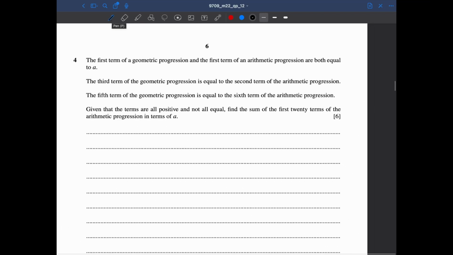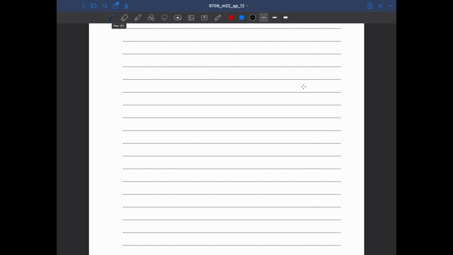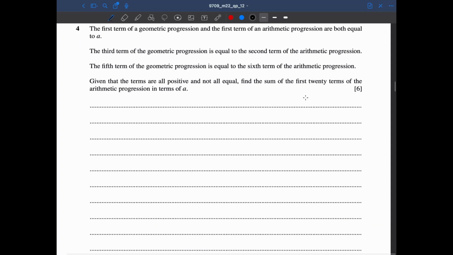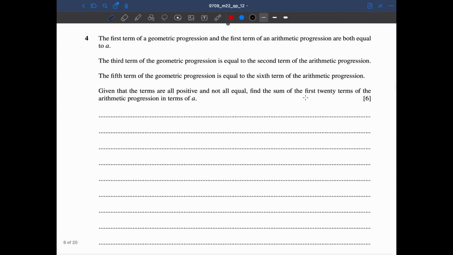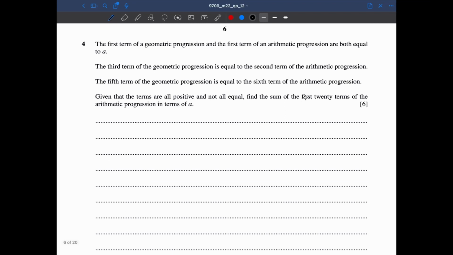Okay, let's look at question 4. Okay, so this is a 6-mark question. It can be quite hard, but let's see what we can do. The first term of a geometric progression and the first term of an arithmetic progression are both equal to a. So let's just highlight key details. So this is our first piece of information. So let's just note this down.